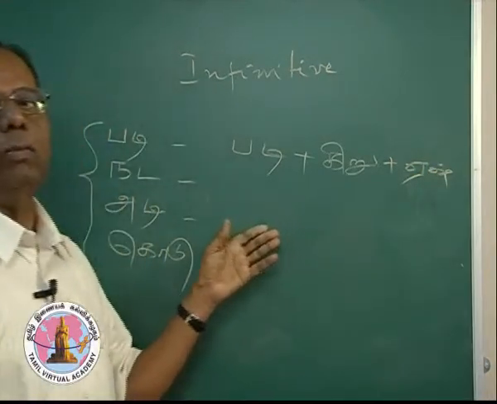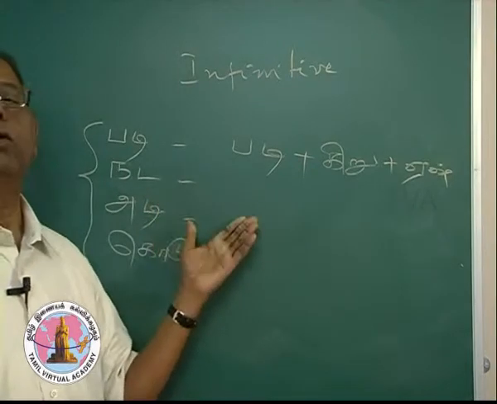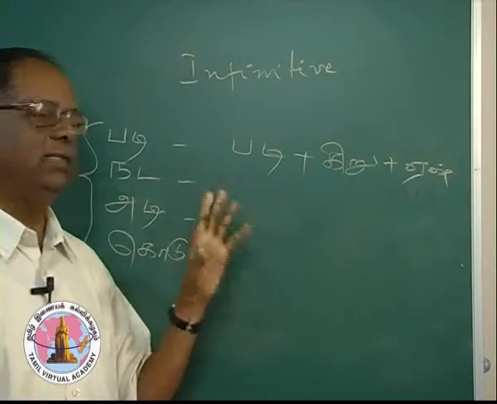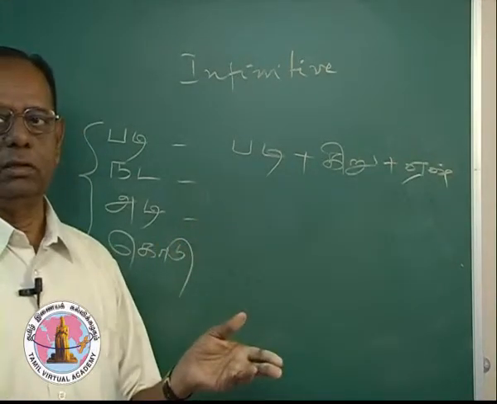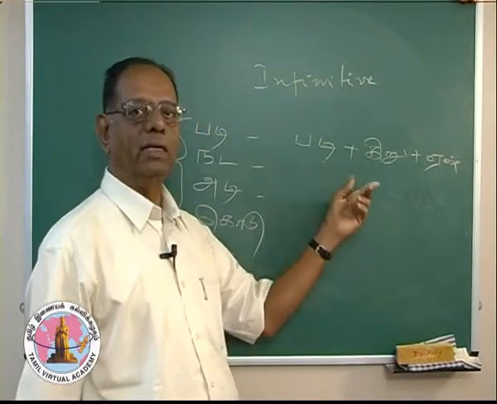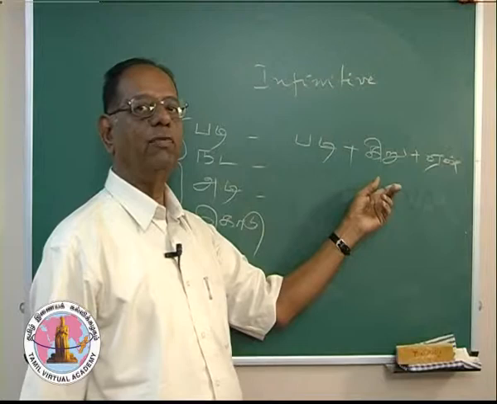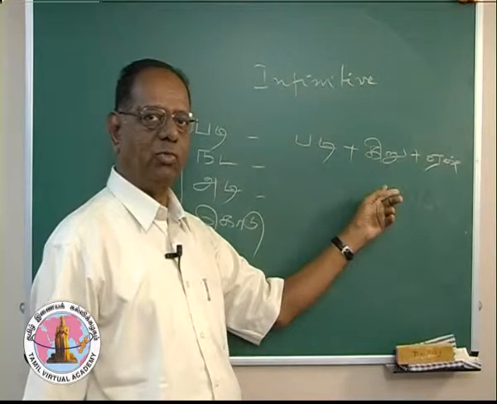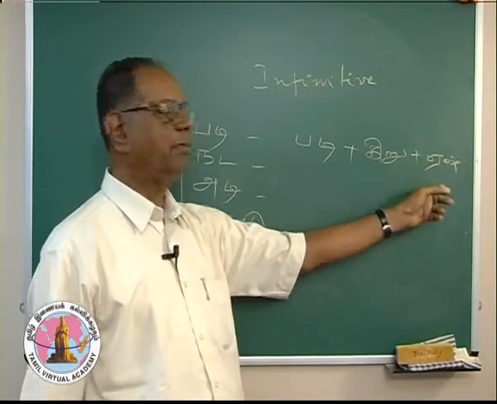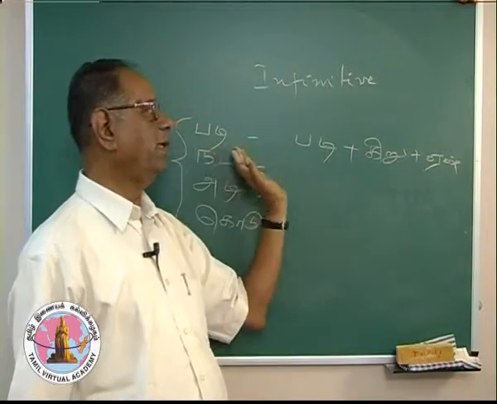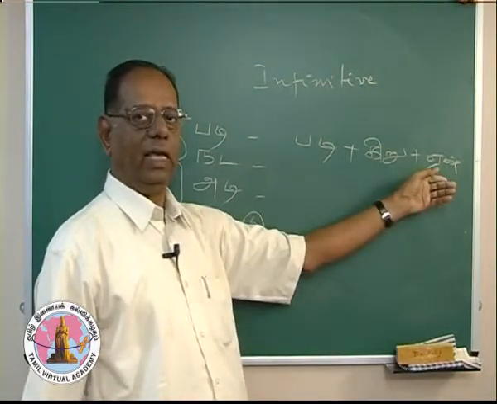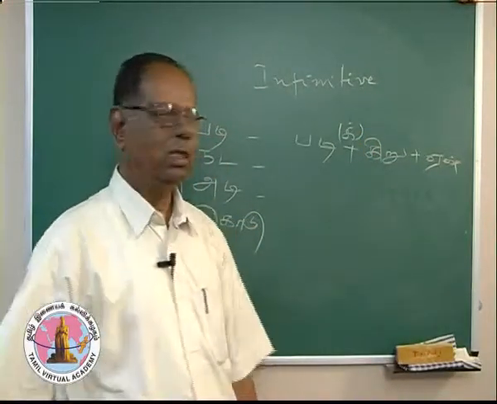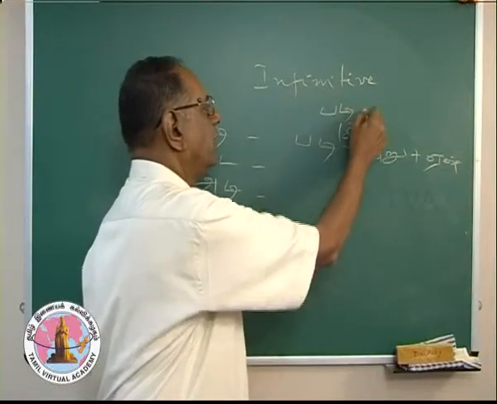I gave you a formula long back. Whenever you have to make use of a verb, any verb for that matter, and change it according to the situation, try to find out the present tense form of that verb. The verb plus present tense marker and the personal marker. For padi, it will be padi plus kiru plus yen, and this gets doubled to ease the pronunciation. So it will be padikiren.